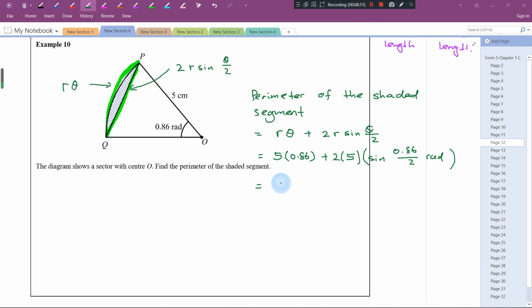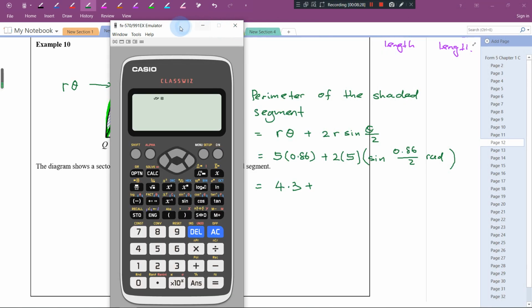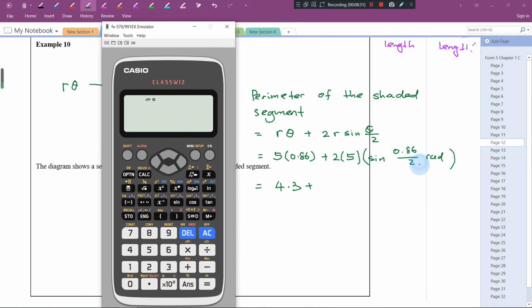Okay, so this part you should have no problem. 5 times 0.86, you get 4.3. Okay, how to key in this part? Let me show you my calculator over here. So now I'm going to key in this part: 2 times 5 times sine. Since I do not convert this to degree, I just press 0.86 over 2.